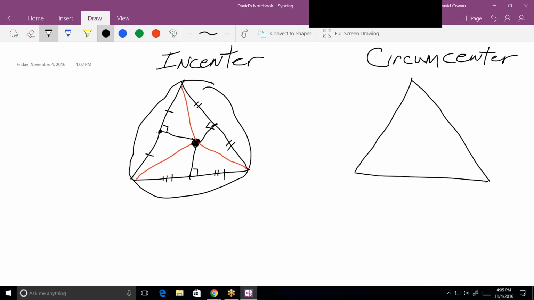And how you get the circumcenter is if you start with each vertex and you do an angle bisector. In other words, where that angle is equal to that angle. And you do that from all three vertexes. Interestingly enough, they all go to the same point. And that point is called the circumcenter.